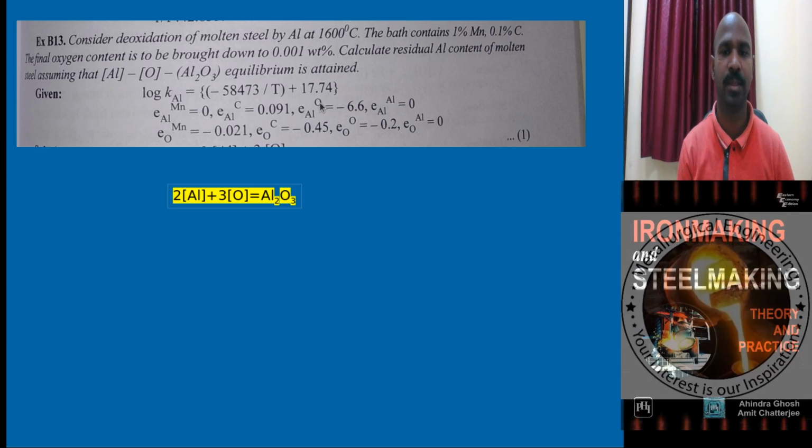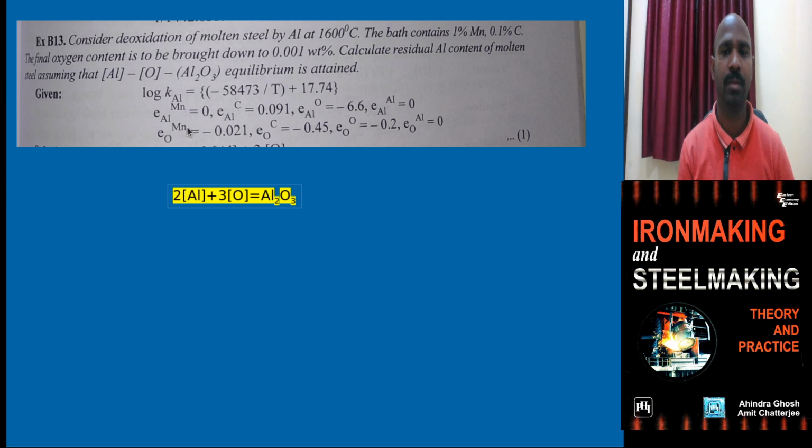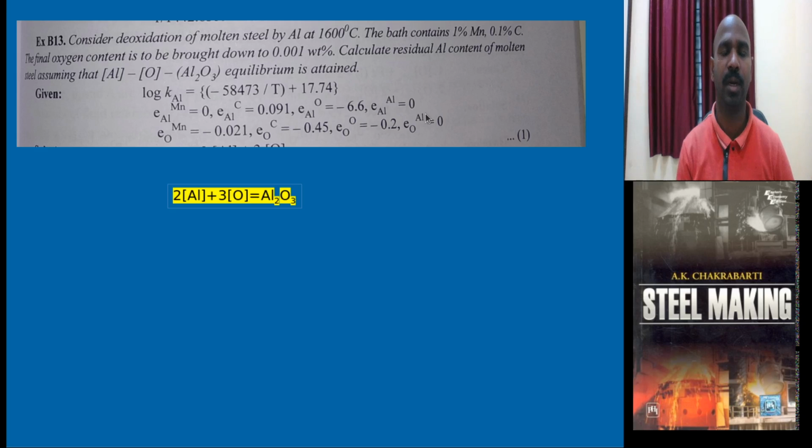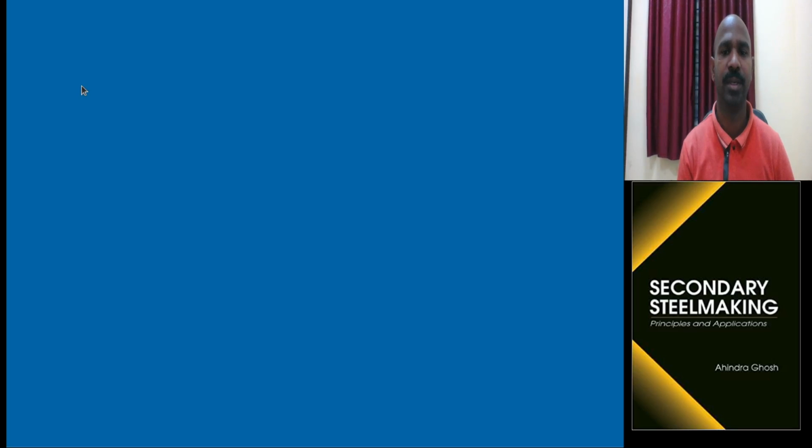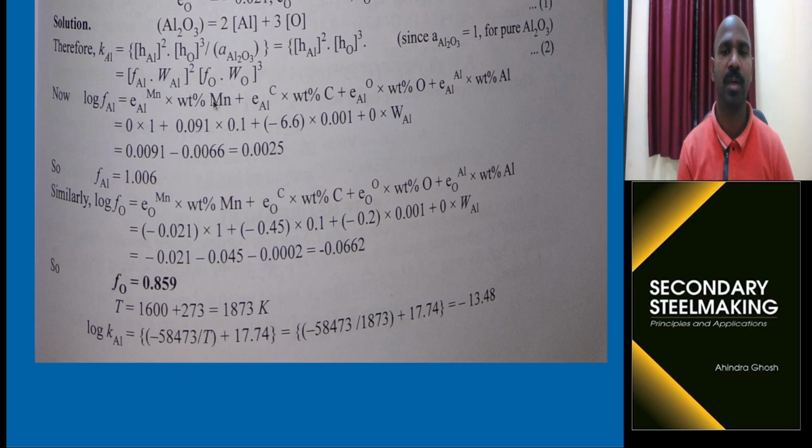Other values are also given: interaction parameters between aluminium and manganese, aluminium and carbon, aluminium and oxygen, and aluminium with aluminium. Another set of interaction parameters with oxygen: oxygen manganese, oxygen carbon, oxygen oxygen, oxygen aluminium. These values are given. Now you are supposed to calculate the weight percentage of aluminium retained after removal of 0.001 weight percentage of oxygen. That is the problem. I think it is clear. Now I am going to explain the solution.